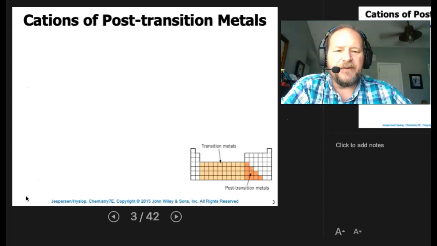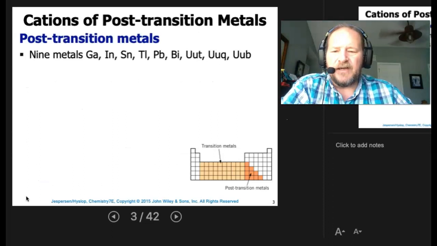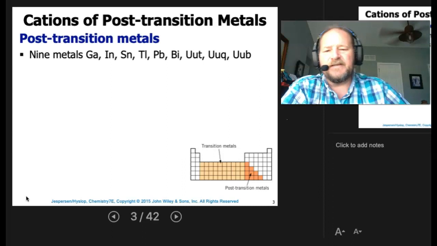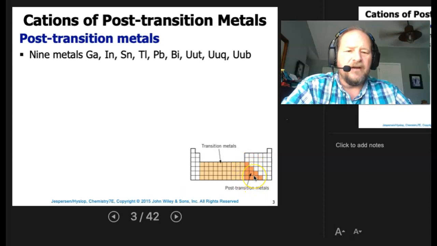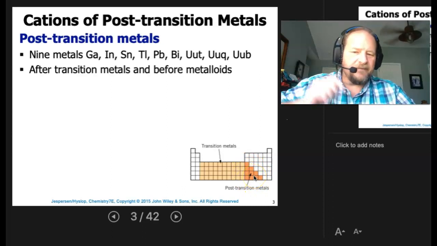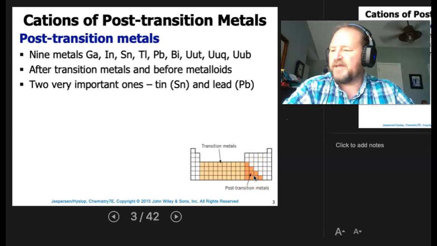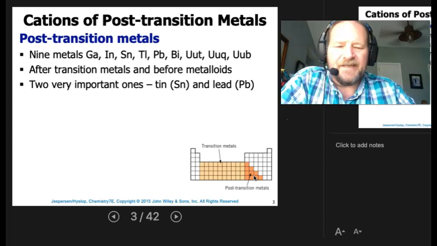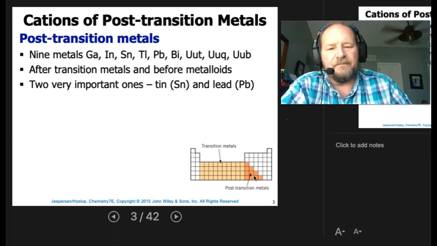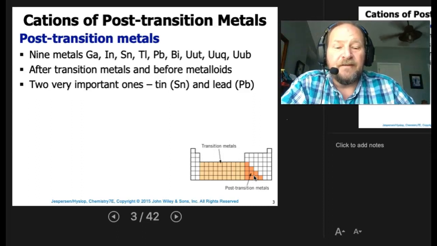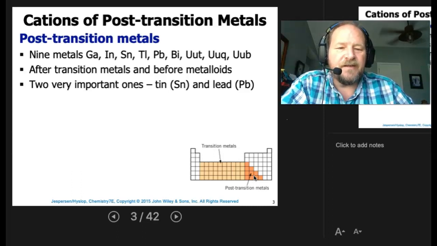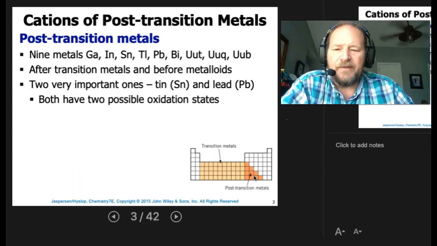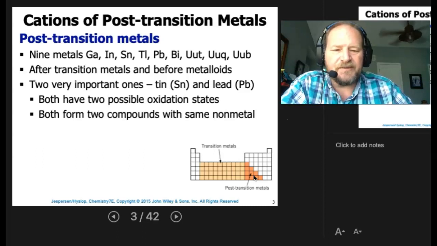Now, cations of the post-transition metals: gallium, indium, tin, thallium, lead. This section down in here is what we're talking about, after the transition metals and before the metalloids. There are two very important ones, tin and lead. They're very abundant. That's the word I'm looking for. There are quite a few compounds that have tin and lead in them, and both of these have two oxidation states. It can either be a +2 or a +4, right?